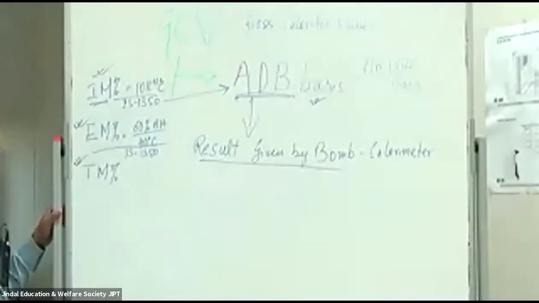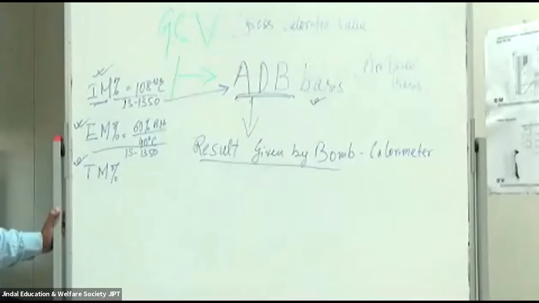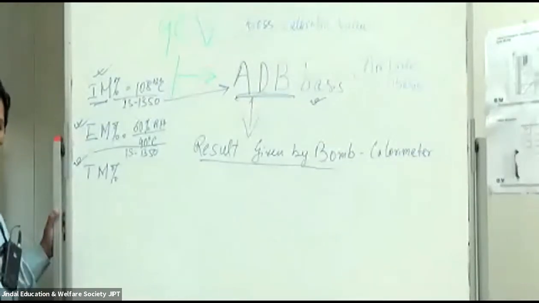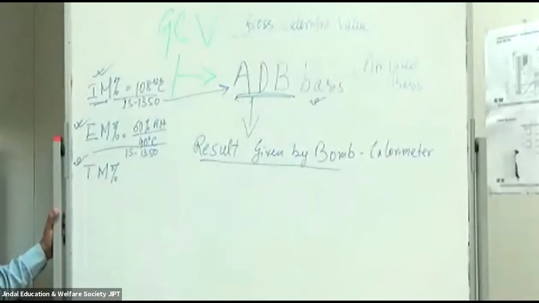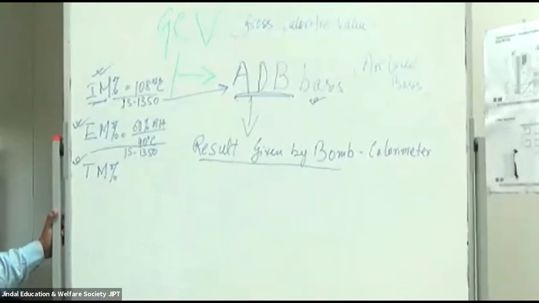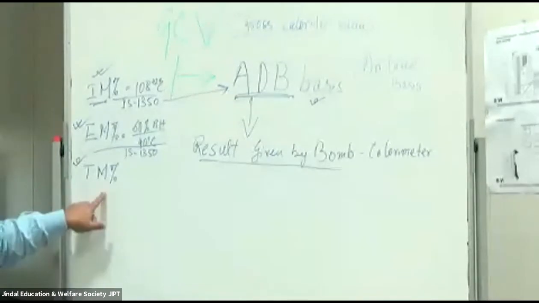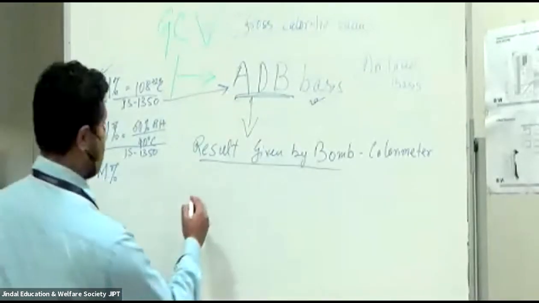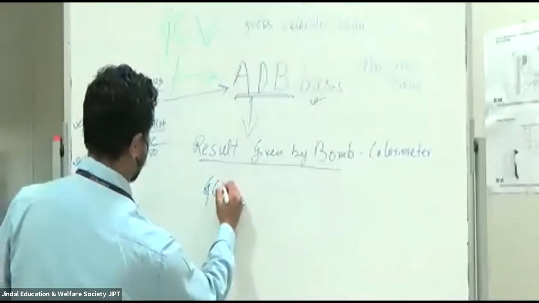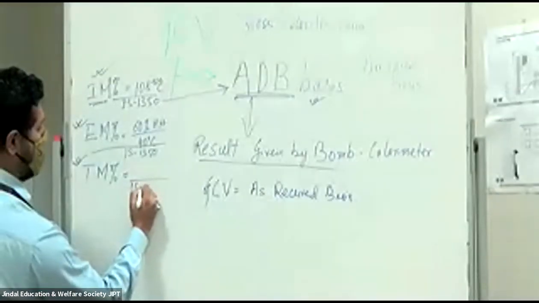And third is TM percentage. Usually, we determine TM percentage as total moisture percentage in a power plant. In a power plant, the coal realization and transaction process we follow with our coal transporter and coal supplier is completely based on TM percentage and as received GCV basis percentage. It is also determined by IS-1350.